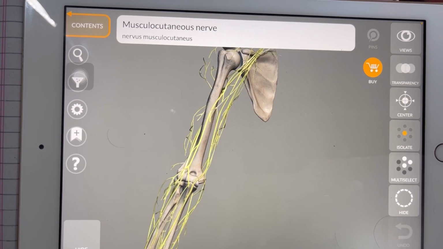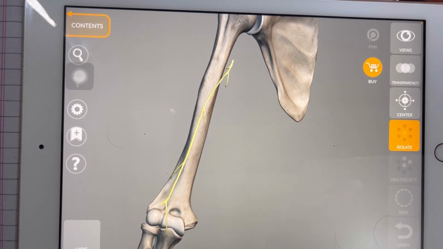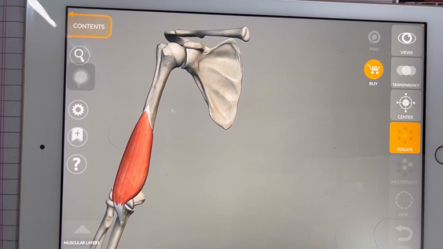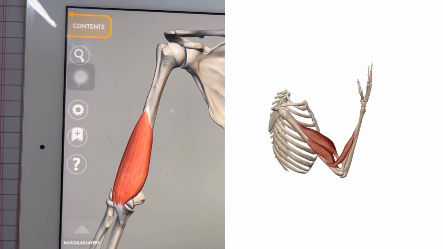Now student, moving toward the innervation of the brachialis muscle. The brachialis muscle, just like the other two muscles, is innervated by the musculocutaneous nerve. This is the musculocutaneous nerve. The musculocutaneous nerve arises from the lateral cord of the brachial plexus. Now student, moving toward the action of the brachialis muscle. The brachialis muscle plays an important role in the flexion of the arm.